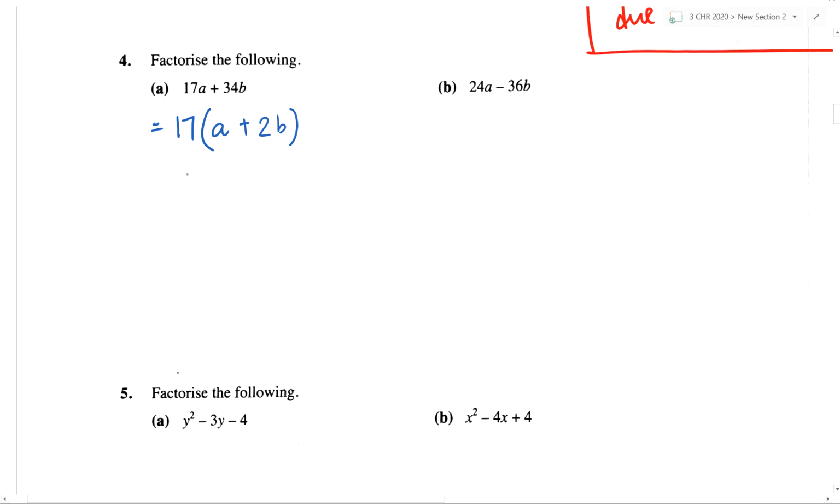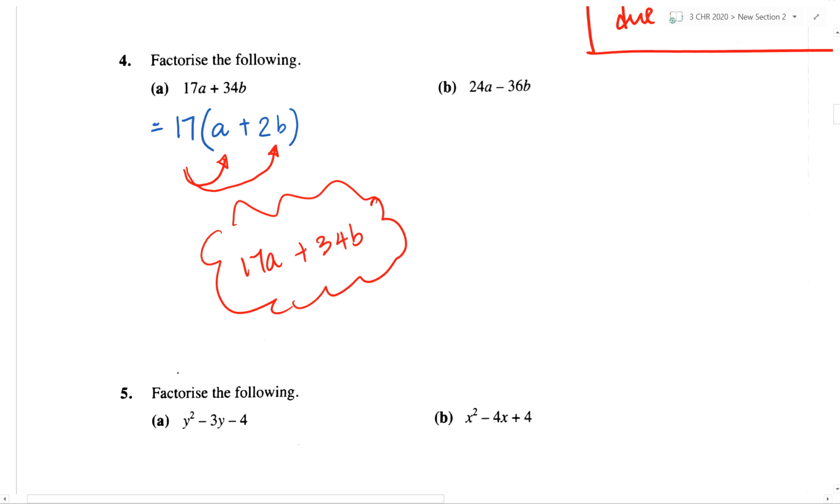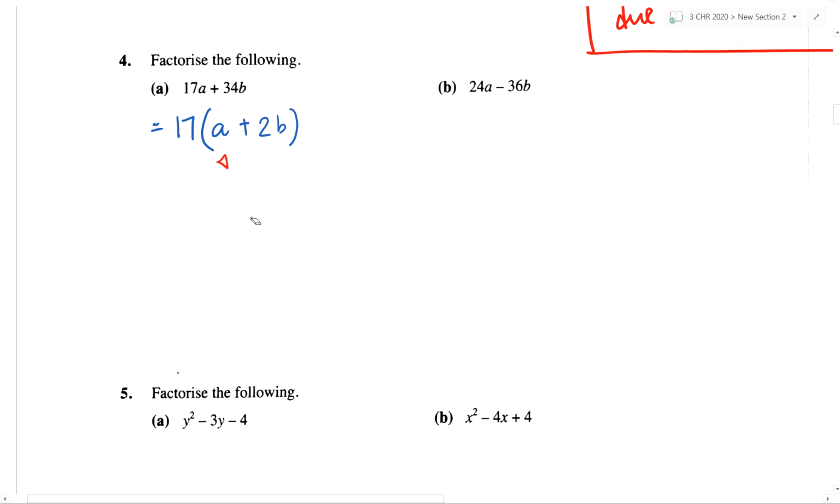We can always do a quick check by taking 17 times a. So in our mind, we have 17a. Take the 17 multiplied by 2b, we get 34b. So here, we see that this is exactly the same as our original question. So we are sure that our answer in blue is correct. Please do part B by yourself. It is the same type of question. Try and find the common factors that exist in 24a as well as 36b.